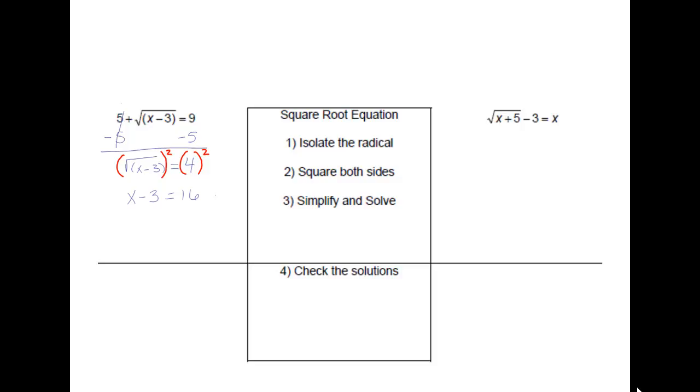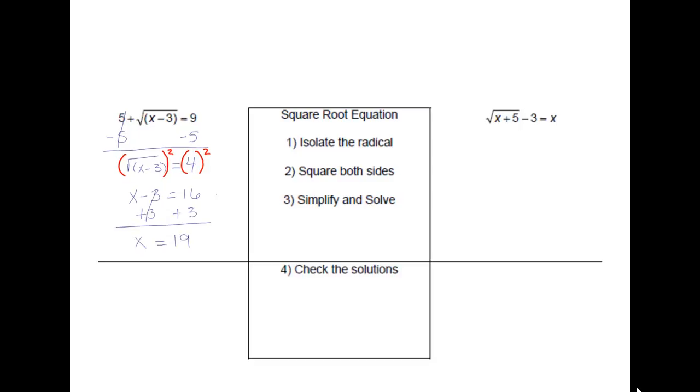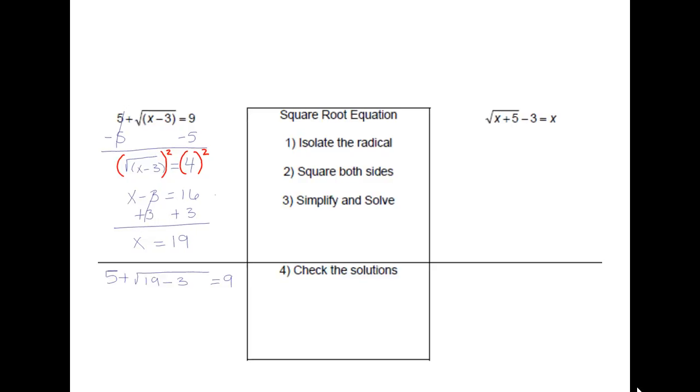Now we have to simplify and solve for x. We have x minus 3. How do you get rid of a minus 3? Well, we have to add the 3 to both sides. As we add the 3, we should know the ones on the left side cancel, and 16 plus 3 is 19. Now let's check our solution.